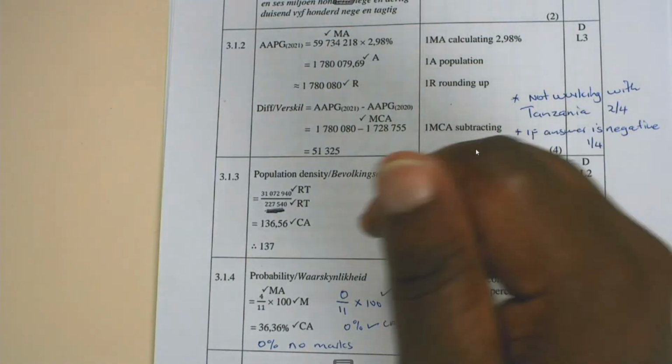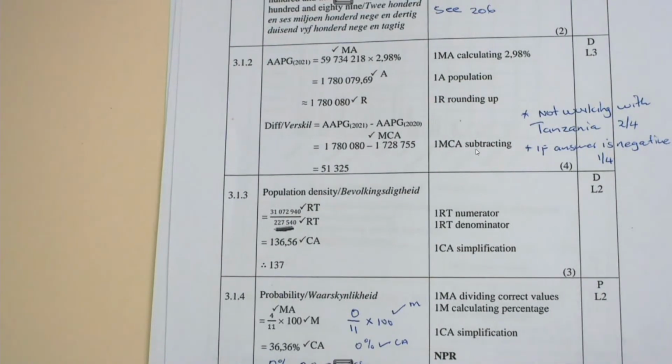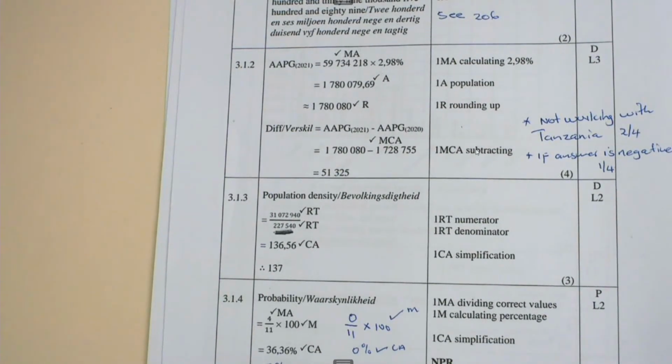Now, the answer will be RT. 1 mark for RT, 1 mark for the numerator, 1 mark for the denominator, and then 136.56, you see A for that, the simplification. So it's 1 mark for RT, 1 mark for the numerator, 1 mark for the denominator, and you see A for the answer of 136.56.